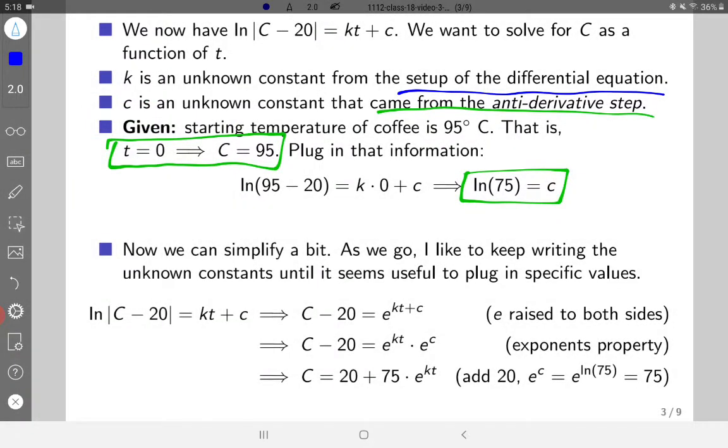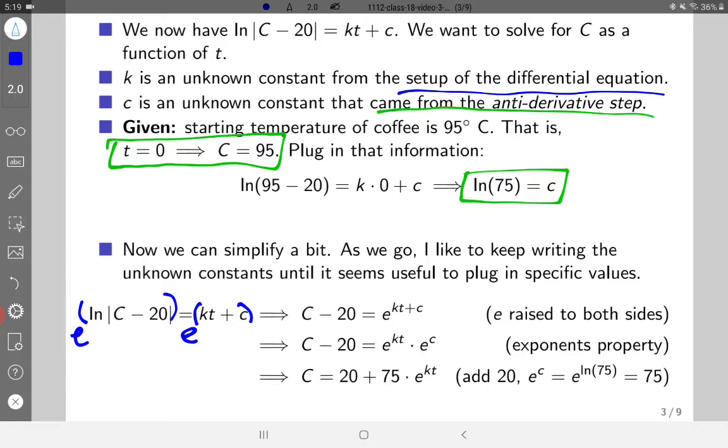I can raise e to both sides. Why would I think to do that? Well, on the left I have natural log of something, so I think e to that something would be useful, because e and the natural log are inverse operations, so I end up with just the inside, the C minus 20 over there. Now if I do that on one side, I have to do it on the other, so that's where the right-hand side of e to all of that stuff is coming from.